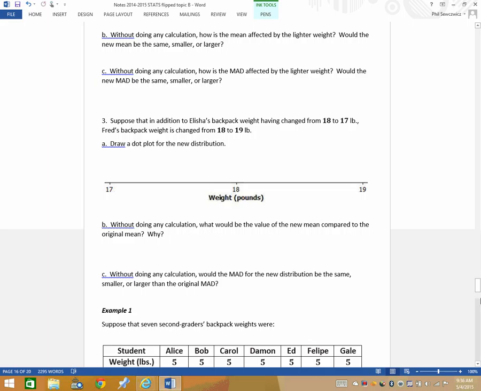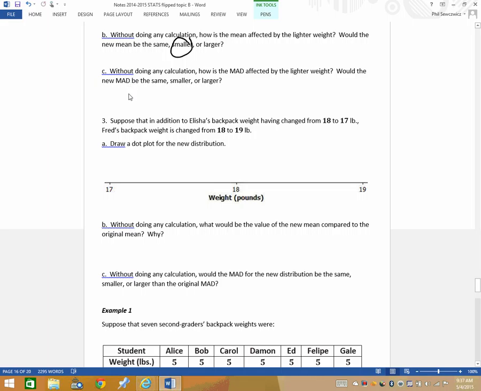If one of the backpack weights goes down, that's going to affect the average. Think about it: if you got all perfects on all of your papers, 18 out of 18s, and then on one you got a 17 out of 18, it's going to make your average, your mean, a little bit smaller. Not really going to affect much, but it's going to make it just a little bit smaller.